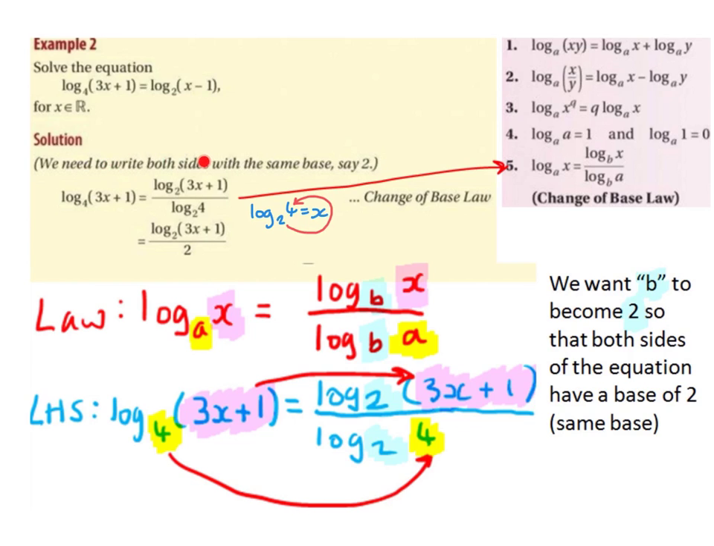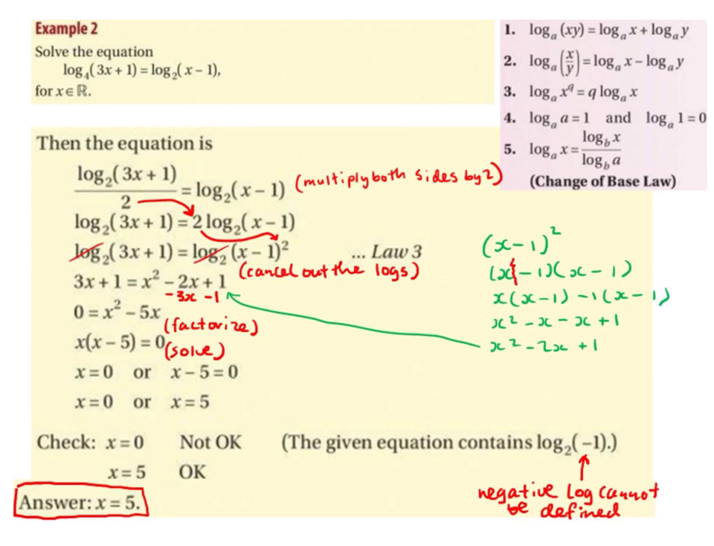So now that we have both sides with the same base of 2, so we had log base 2 of x minus 1 already on the right hand side. And on the left hand side we now have log base 2 of 3x plus 1 divided by 2. So now that we have the bases matching, we can solve. So on our left hand side we have log base 2 of 3x plus 1 divided by 2. And on our right hand side we have log base 2 of x minus 1. So all we did was we rewrote log base 4 of 3x plus 1 as a base of 2, which gives us log base 2 of 3x plus 1 divided by 2.